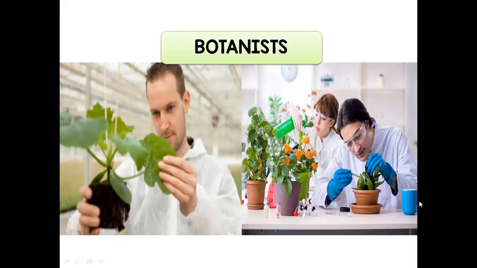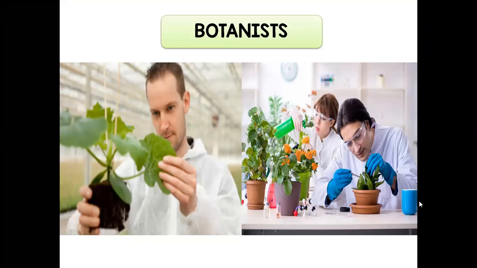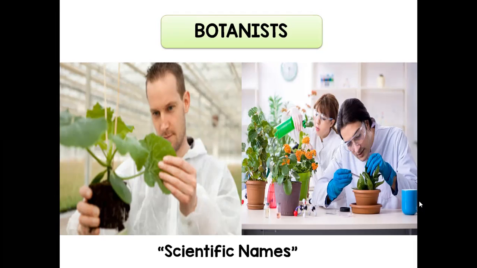Okay, they are the botanists. These are the scientists who study plants. They look for some characteristics that are common to different plants. When all these plants with some common characteristics are put together, they form a group or a class of plants, which is given a scientific name.